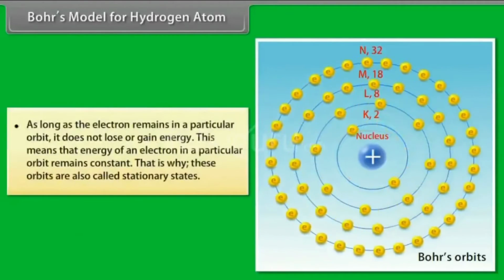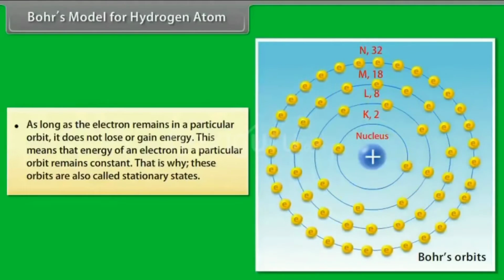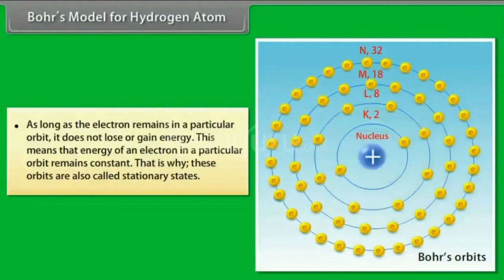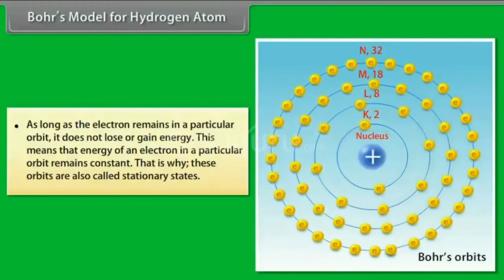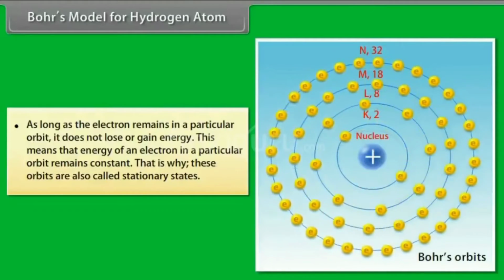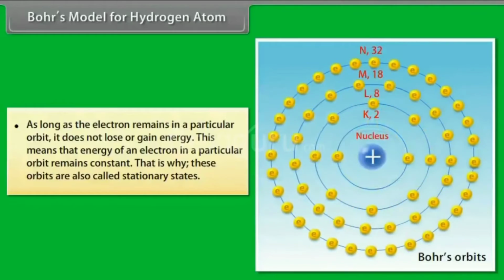As long as electron remains in a particular orbit, it does not lose or gain energy. This means that energy of an electron in a particular orbit remains constant. That is why these orbits are called stationary states or stationary orbits.